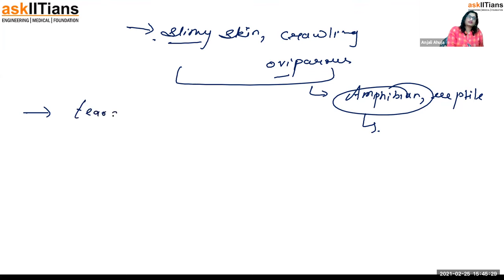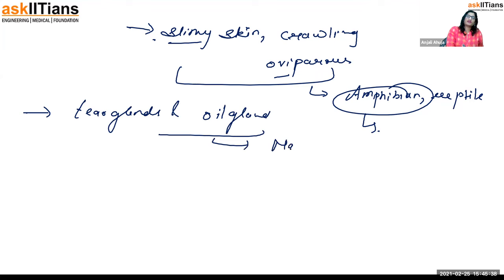Tear glands and oil glands are present in which of the following examples? So if we are having the mammals, you can just click on the mammals. The tear glands and oil glands are also in birds. So if that's in the bird, you can just take it up. Okay.